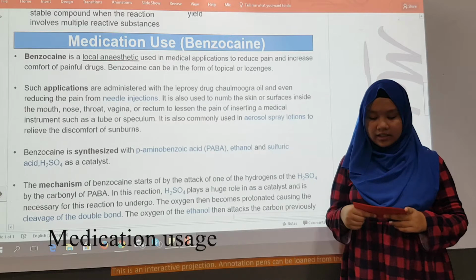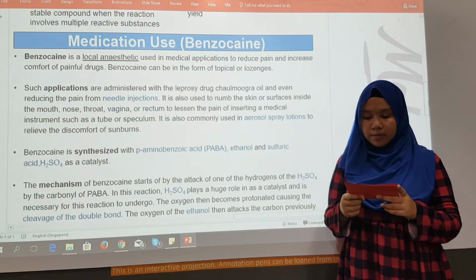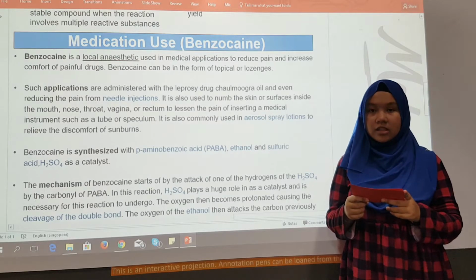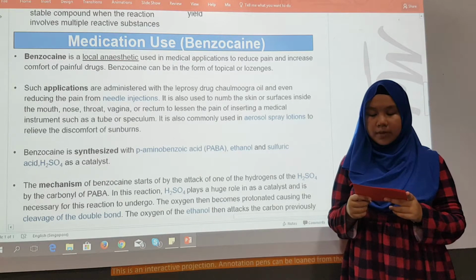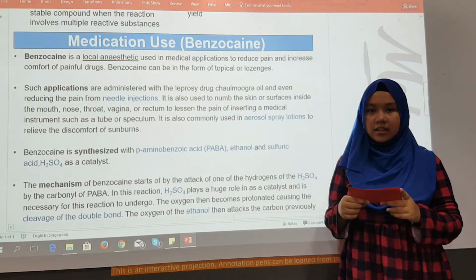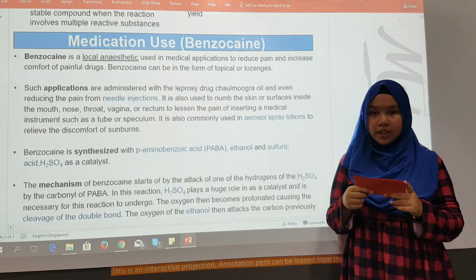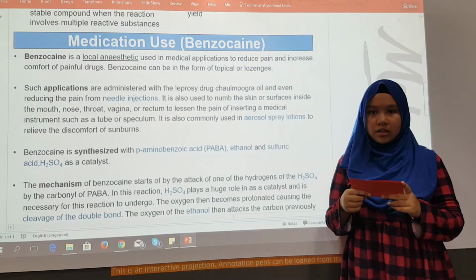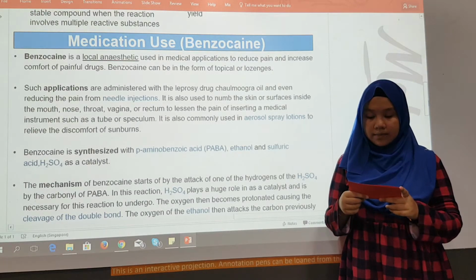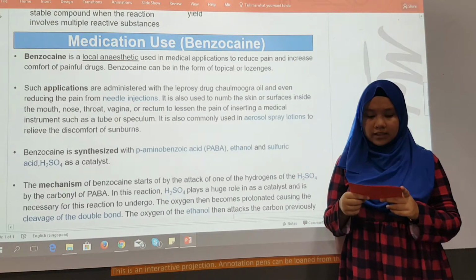Fischer esterification is involved in the production of medicine, such as benzocaine. Benzocaine is synthesized by Fischer esterification with p-aminobenzoic acid, PABA, ethanol, and sulfuric acid as the catalyst. Benzocaine is a local anesthetic used in medical applications to reduce pain and increase comfort of painful procedures. It is also used to numb the skin or surfaces of the mouth or rectum.